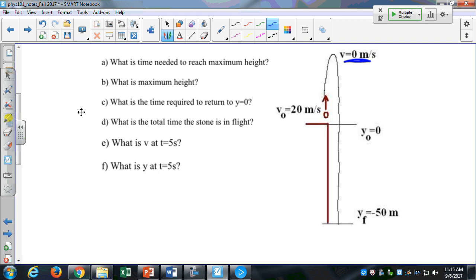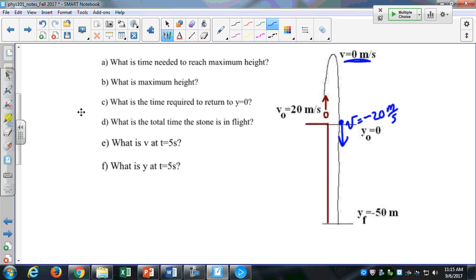It's the same, right. But what is the sign of the velocity at this point? It's negative. So that's another special point that we need to recognize. And we talked about this last time, but when you return back to the original location, the speed is the same, but just in the opposite direction. So v is equal to negative 20 here. And then it continues accelerating until it reaches the bottom. So let's look at this first question. What time is needed to reach the maximum height?